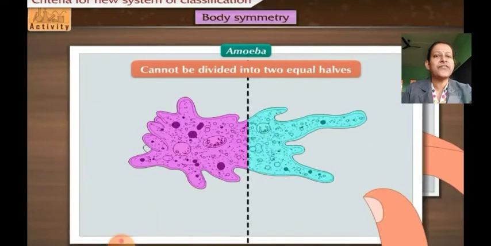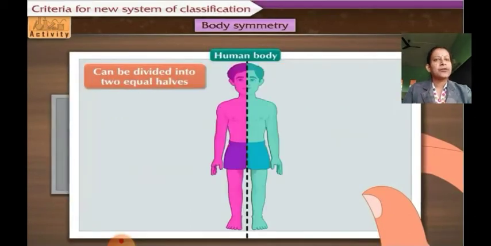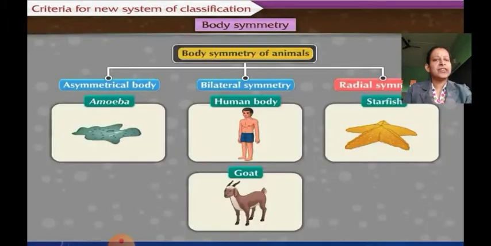Amoeba, or all the protozoans you see, cannot be cut into exactly two halves, and therefore such organisms are called asymmetrical organisms. Then the human body can be divided into two equal halves, so they are called symmetrical.